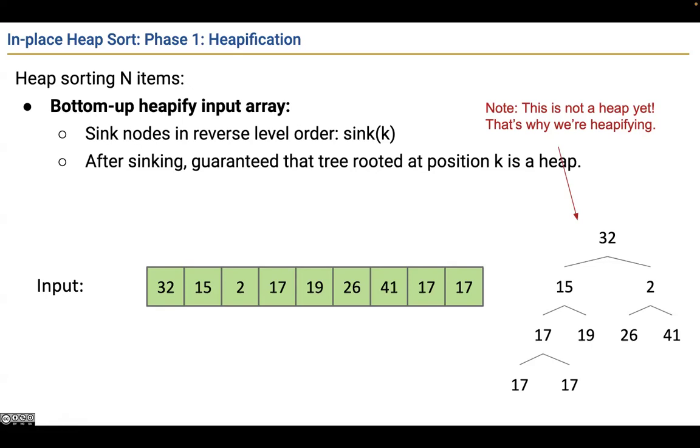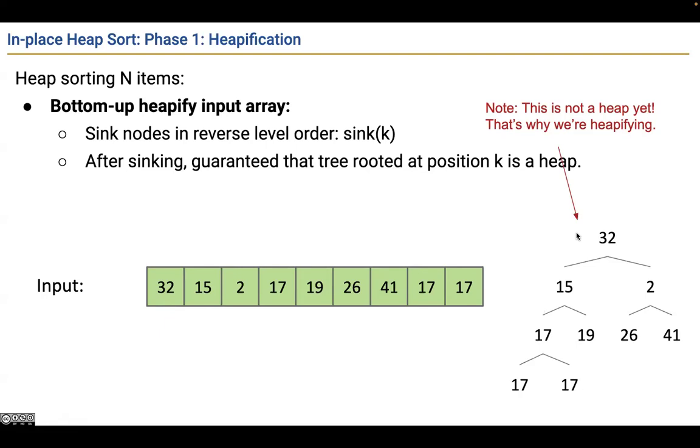So I want to make it a valid heap. I want to take these items and shuffle them around and do some swaps so that this array becomes a valid max heap. And it turns out the way to do it, I'll tell you how to do it, and then we'll convince ourselves that it works, is I will start at the bottom, and I will scan my way up in reverse level order, and I'll sink every single node.